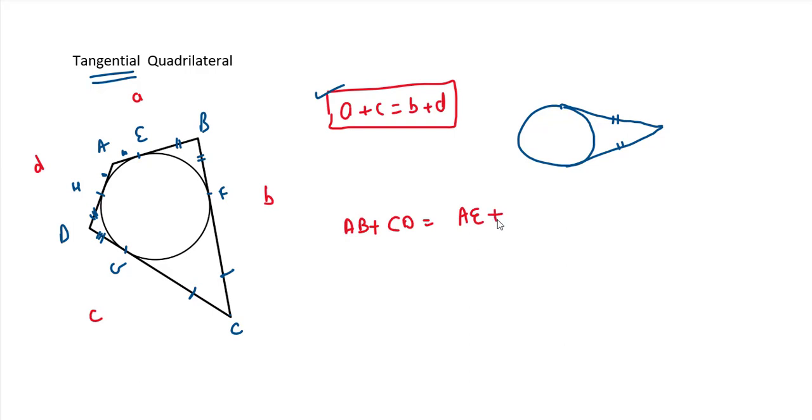AE plus EB or BE. Then CD can be written as GC plus GD. Now if we take the sum of the other two opposite sides, it will be AD plus BC. So we will have AD plus BC, which can be further written as AH plus HD plus BC. BC is BF plus FC.